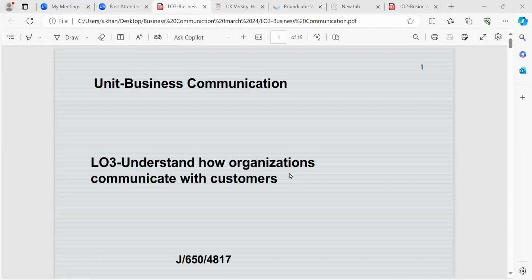understanding how an organization communicates with customers. And when we look at how an organization communicates with customers, it's so important to identify that the most important thing, effective communication, is providing a positive experience for its customers.